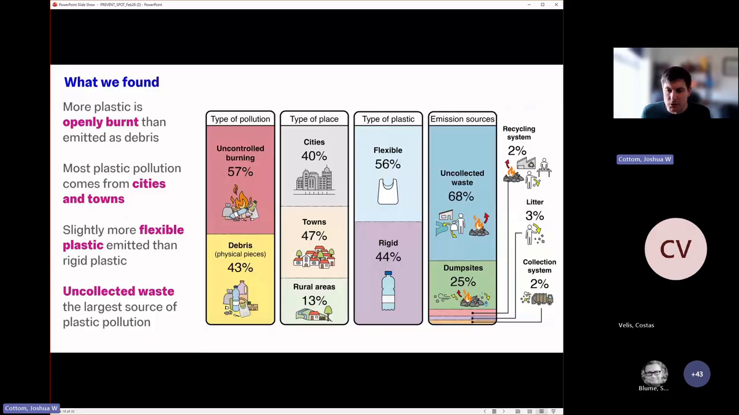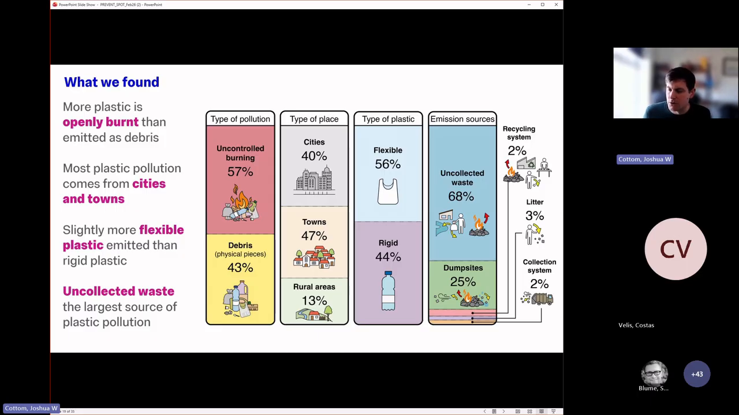However, as Costas alluded to, a lot of this plastic is actually being openly burned. So actually 57%, over half of this, is being emitted as open burning. Whilst it can reduce a lot of the visible form of plastic pollution, this has huge implications for air quality and for impacts on climate change as well. So even though the debris goes, I think it's something that we really need to start paying more attention to.